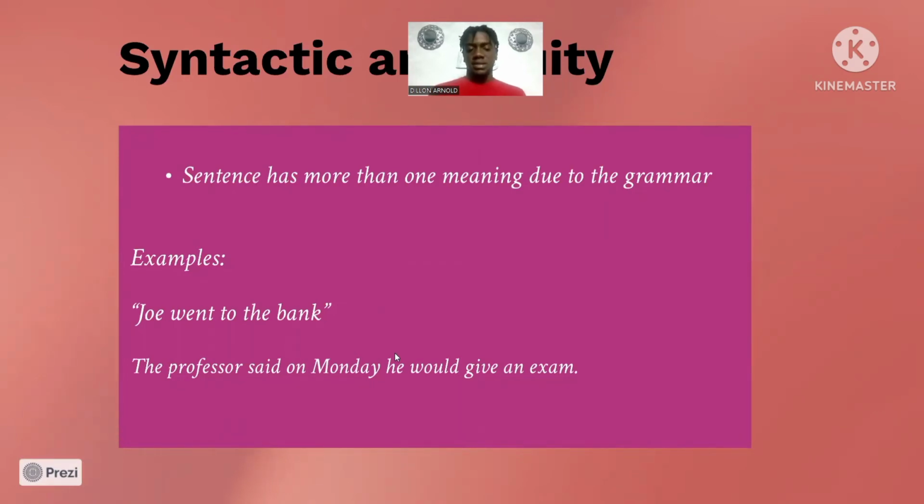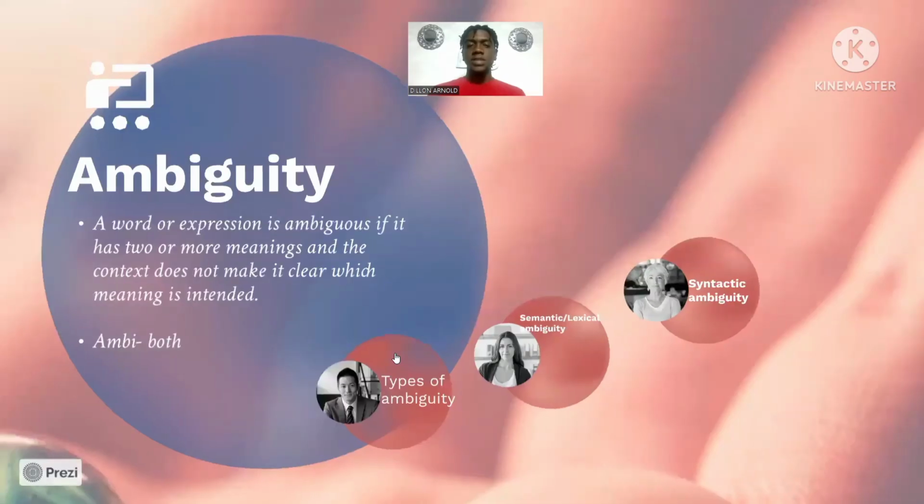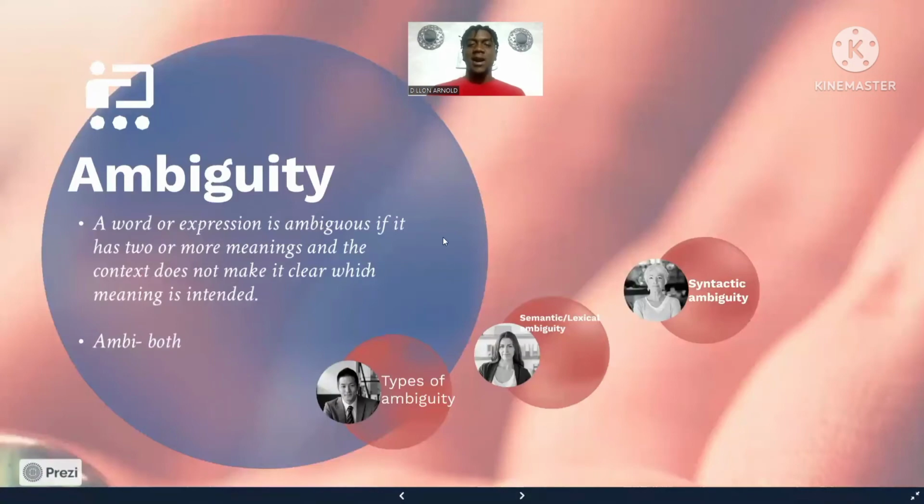My second example: the professor said on Monday he would give an exam. Now, this is grammatically wrong also, because some may understand from this that the professor gave the exam on Monday, and others may understand that maybe the upcoming Monday he will give this exam. So yes, that's it for ambiguity.